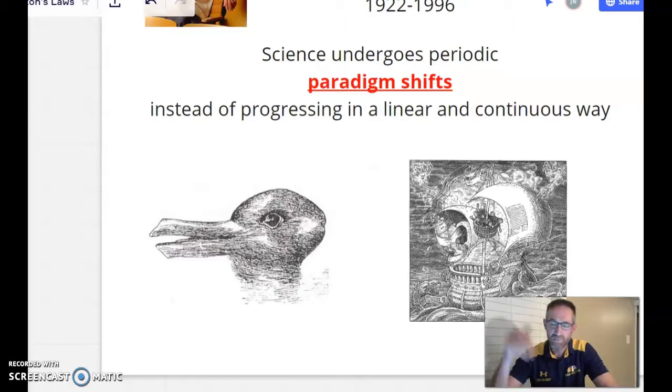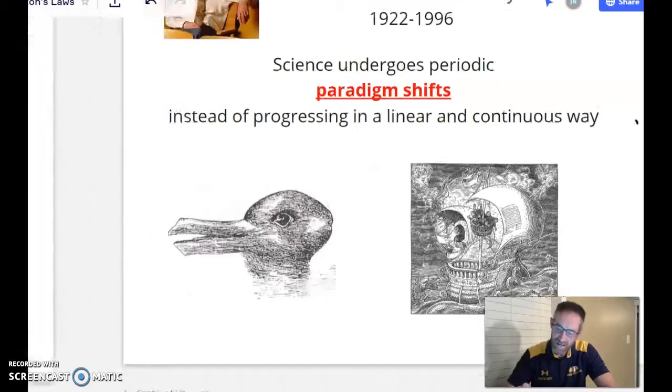Sometimes Thomas Kuhn says science goes down the wrong road. And that's where the analogy breaks down. But he says sometimes science goes down the wrong road, and then all of a sudden, we realize, hey, we were going down the wrong road, and we go in a different direction rather than just progressing in a linear way. Sometimes technology is going to improve, and that's going to bring science along with it.